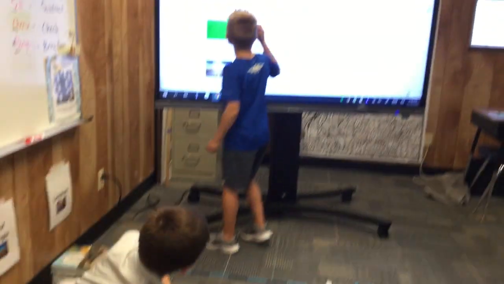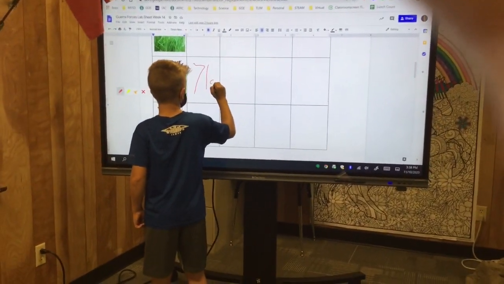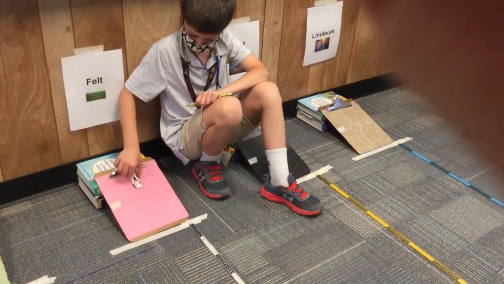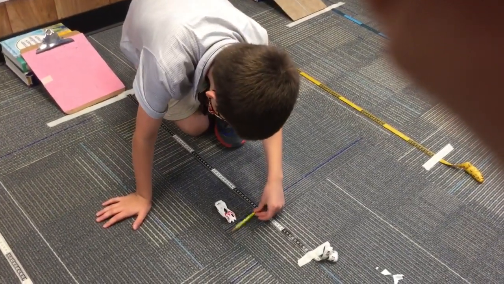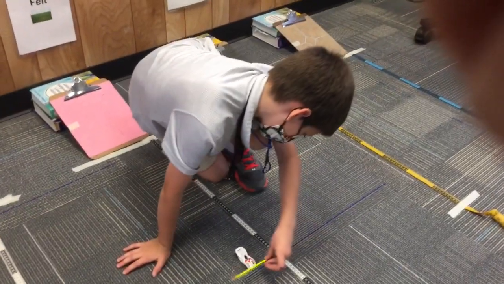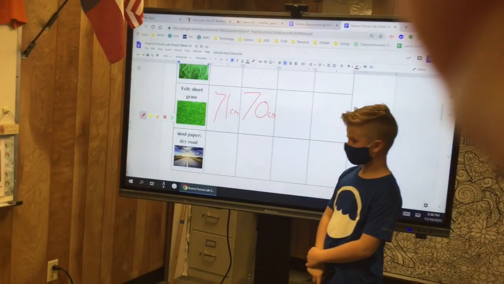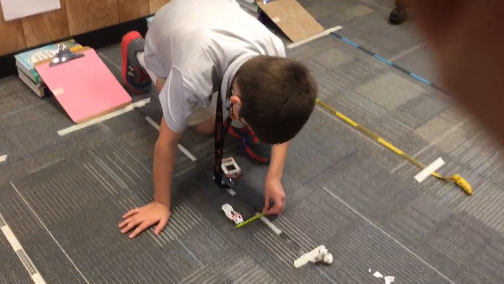All right, 71 centimeters. Okay. Draw. 70 centimeters. And I like how he's using that pencil to make sure he's real accurate. 70. Nice. 70. And then the third trial. 71.